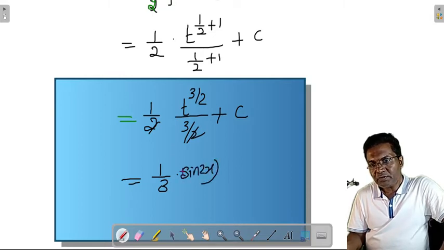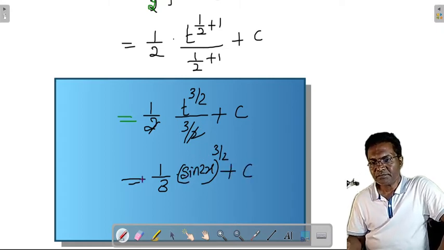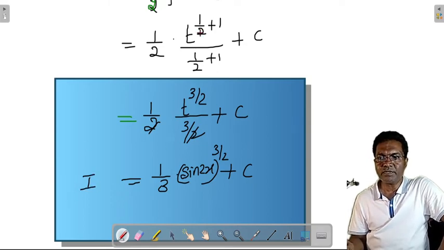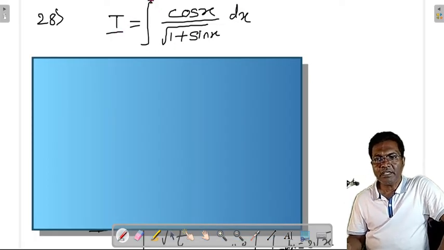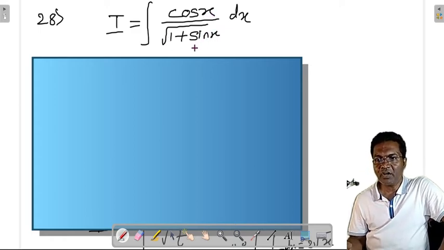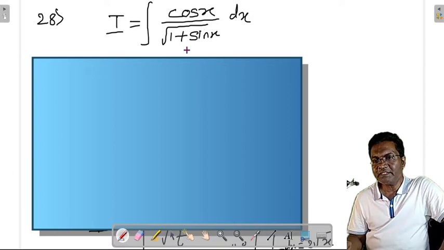It is sin 2x power 3 by 2 plus c. So this is your final result because t is sin 2x. Let's have another example. Look at this. I is equal to the integration of cos x by square root of 1 plus sin x. Clearly, the derivative of 1 plus sin x is cos x, which is here.